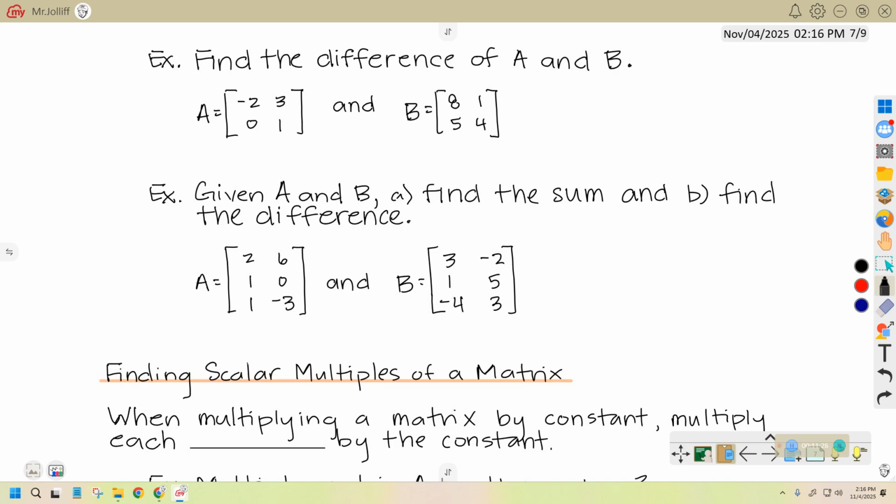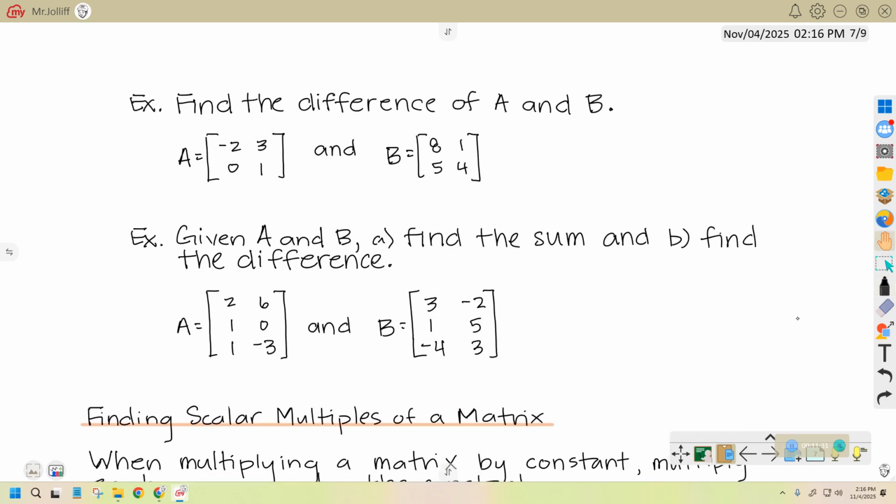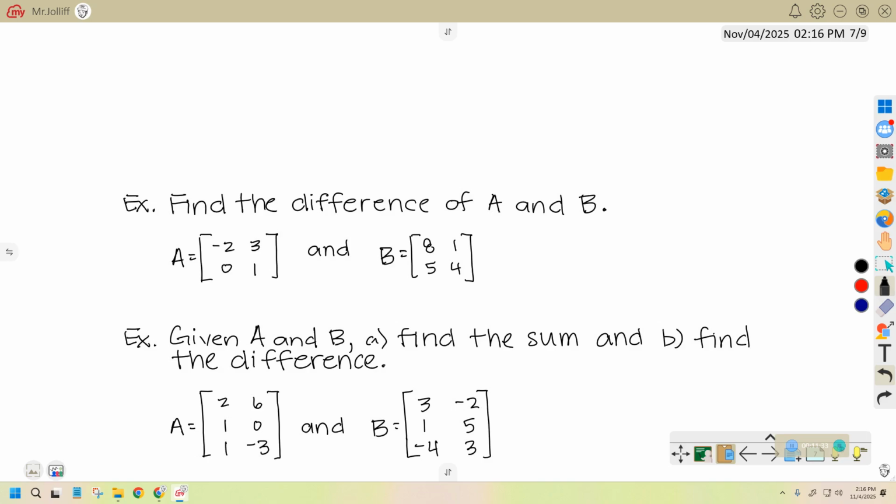Same idea. Now it is subtraction. So I want to do A minus B. This time I'm not going to write the steps out. Yes, Bruno? Correct. Sum means add, difference means subtract, and when they say difference, it is first minus second. I'm glad you asked that. When it says difference of A and B, they're looking for A minus B.